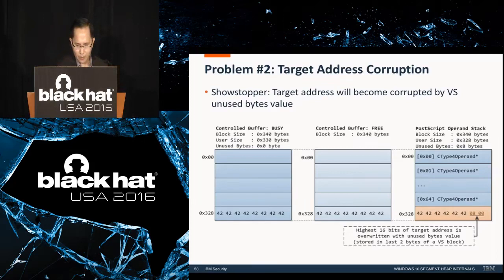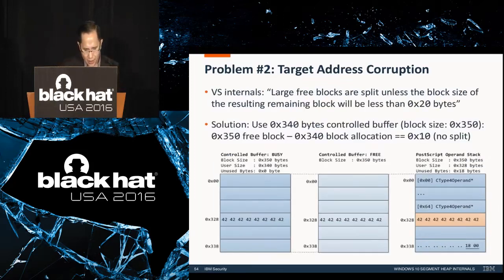Now, to solve this problem, internals of a VS allocation can be leveraged. If we allocate and free a control buffer that is large enough so that there will be more unused bytes here, and small enough so that the free block of the control buffer will not be split, then the target address will remain intact here.